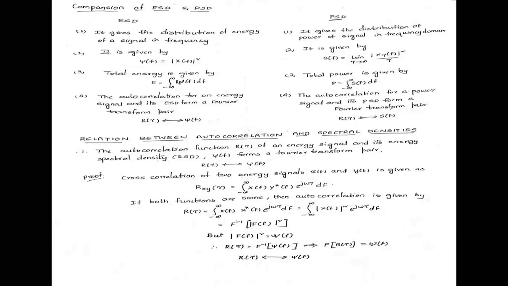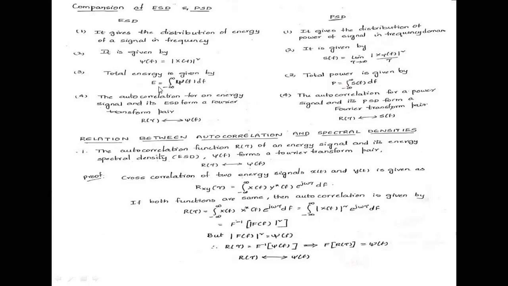S_y of f is equal to the squared magnitude of H of f times S_x of f. Okay. Now the comparison between energy spectral density and power spectral density: the energy spectral density gives the distribution of energy of the signal in frequency, and power spectral density gives the distribution of power of the signal in the frequency domain. Psi of f is the squared magnitude of x of f, and S of f is the squared magnitude of x of f with 1 by tau, where tau tends to infinity.